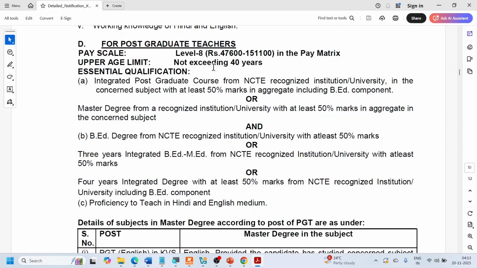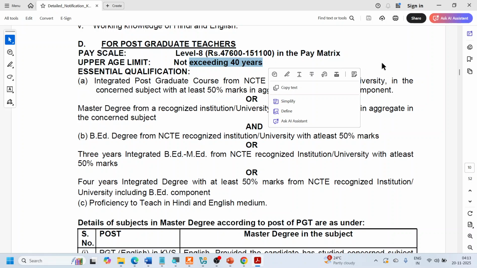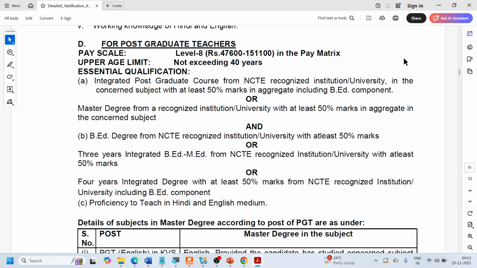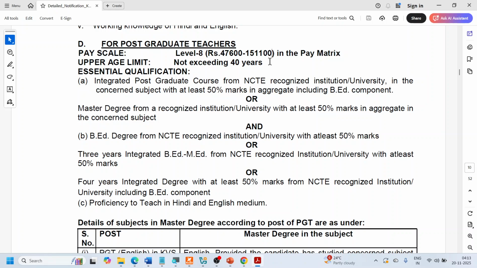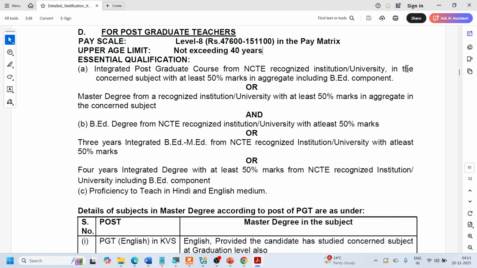However, here the restriction is you cannot exceed 40 years. This is only for general candidates. For women, there is actually 10 years of relaxation. For OBC, I think 5 years or so. I will show you the list later. So there is a relaxation for reserved candidates. For general merit, if you are applying under the general unreserved category, the limit is 40 years. Above this, you cannot apply.